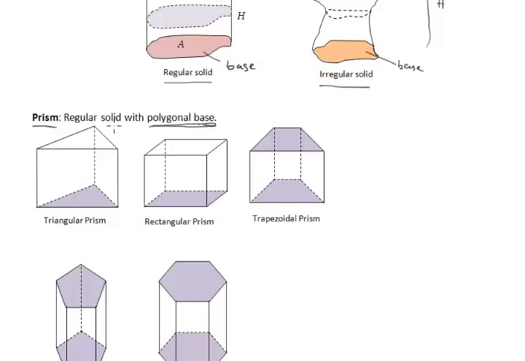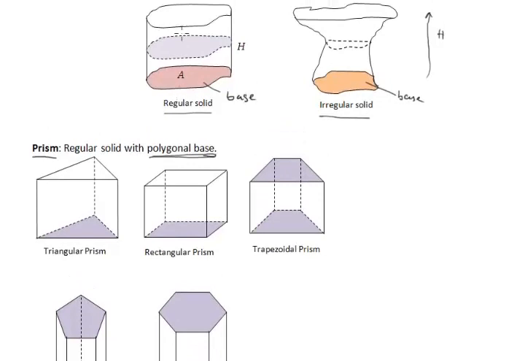That is, it will be a regular solid, that is, its cross-section across the height will be the same as its base. This base can't be a random shape, it has to be a polygon. So for example, here this is one prism where its base is a triangle. A triangle is a polygon with three sides, and across its whole height, it's always maintaining this polygonal triangular shape.